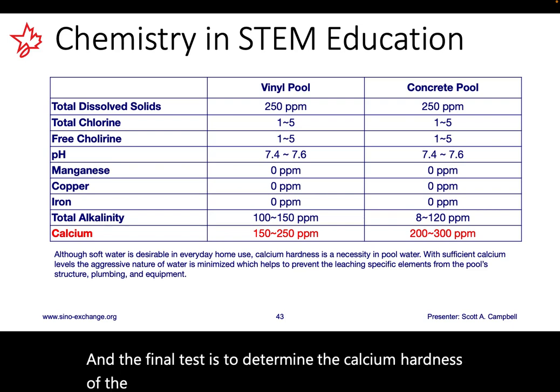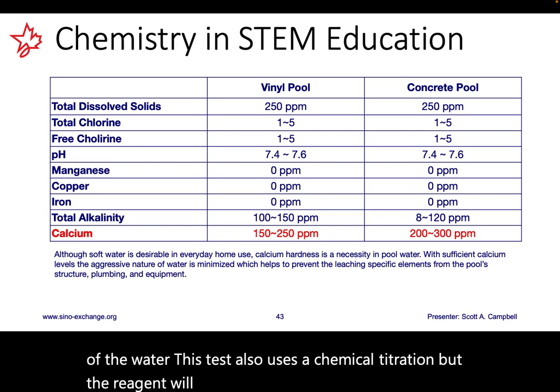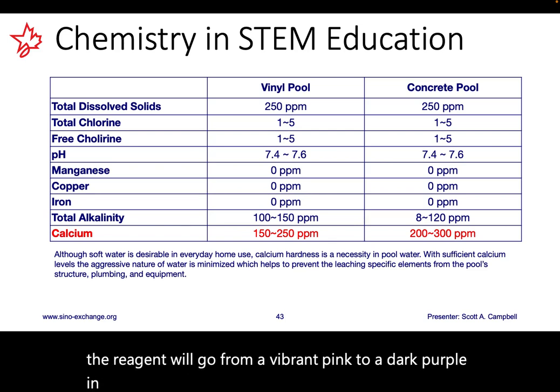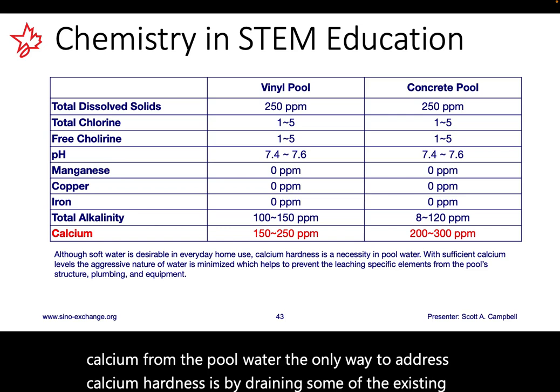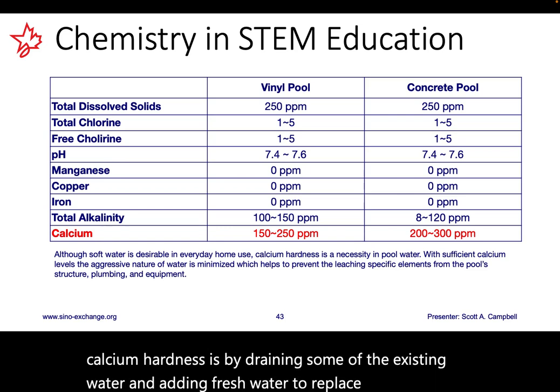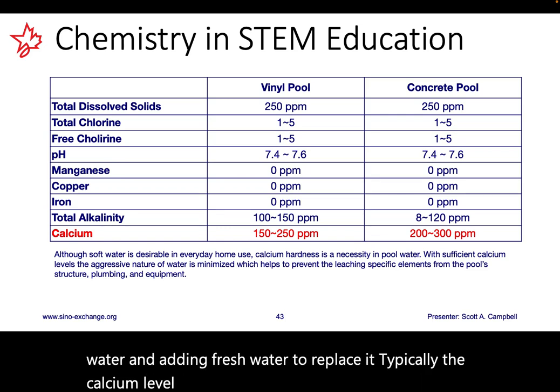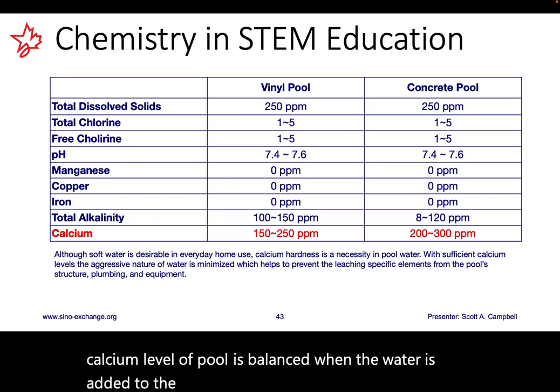This test also uses a chemical titration, but the reagent will go from a vibrant pink to a dark purple in this test. Now, as there's no way to practically remove calcium from the pool water, the only way to address calcium hardness is by draining some of the existing water and adding fresh water to replace it. Typically, the calcium level of a pool is balanced when the water is added to the pool for the first time, and it's never adjusted after the fact.